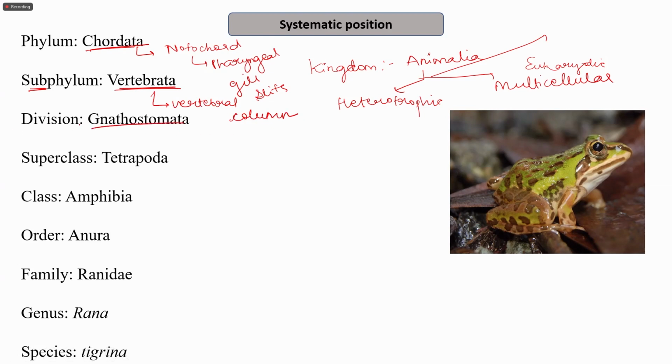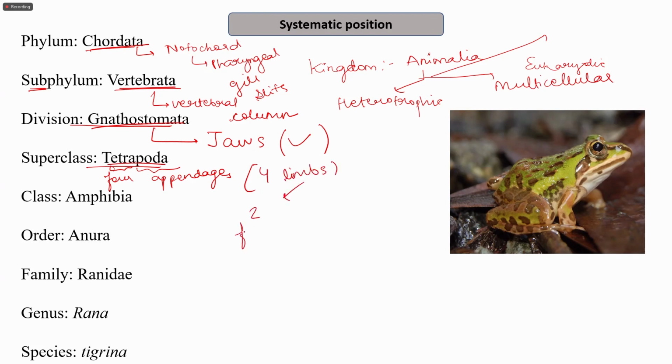Then they belong to the division Gnathostomata. We know that the organisms that belong to this division have jaws. The superclass is Tetrapoda. Tetra means four. Poda is appendages. So they have four appendages, that is, four limbs: two pairs of limbs, two forelimbs and two hind limbs.